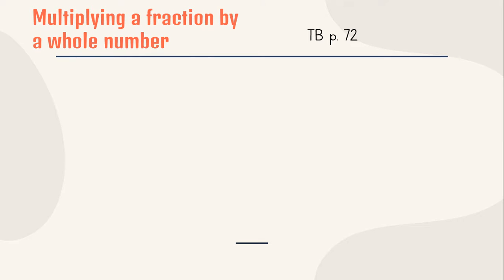Now, in this meeting, we're going to learn about multiplying a fraction by a whole number. The concept of the fraction is still the same, but in primary 4 and below, all of you learned about the addition and subtraction of fractions, right? Now, starting from primary 5, we are going to learn about multiplication and division as well. So please look at your textbook, page 72.